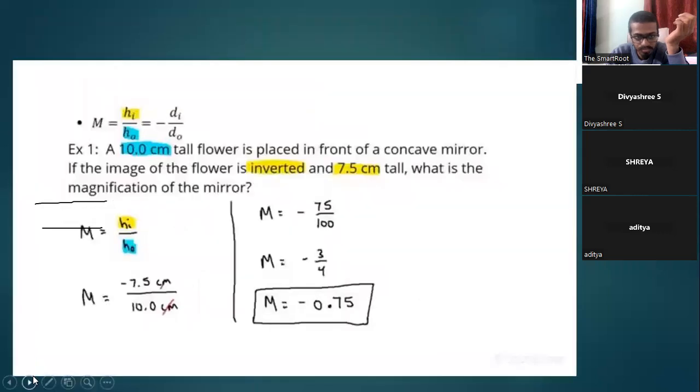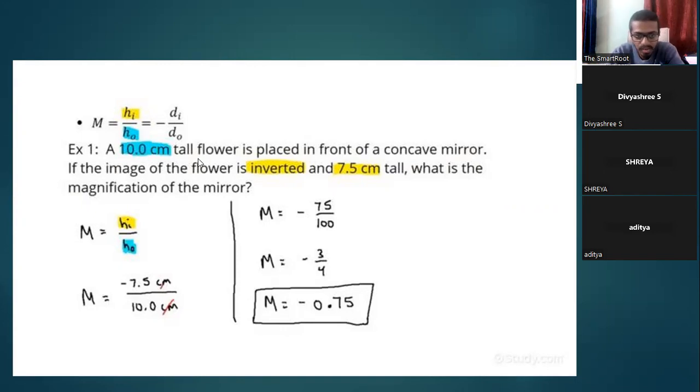Next, what do I have next? Magnification is equal to hi by h0 is equal to minus di by d0. Let us check out one more problem so that you will get an idea. So hi by h0 is equal to minus di by d0. I used it to find out one of the parameters that I did not know, but now I am using it to find out the magnification also.